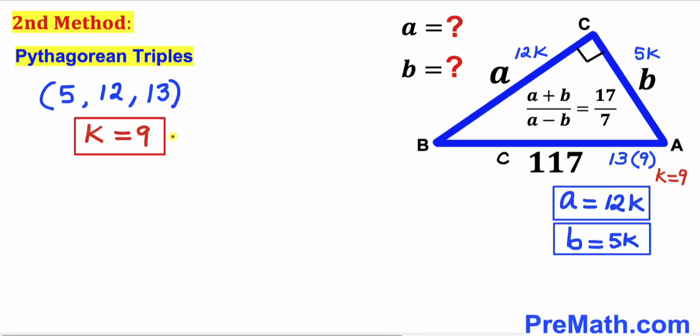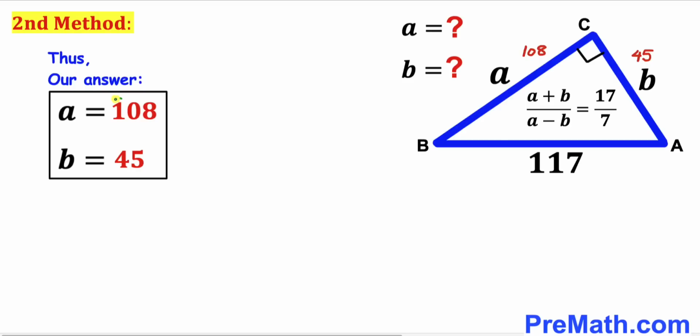Since we figured out that k equals 9, lowercase a is going to be 12 times 9, which gives us 108. Likewise, lowercase b is going to be 5 times 9, which gives us 45. So a is 108 and b is 45 by using the second method as well. And that's our final answer.